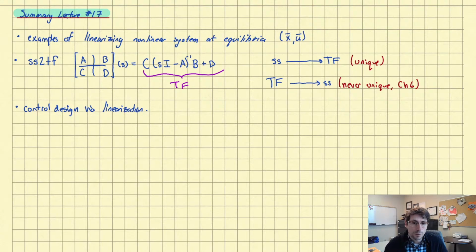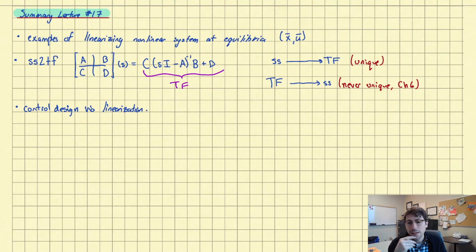Okay, so it's a formula. You plug in the matrices A, B, C, D into the formula and you do the calculation and you will get a transfer function. Okay, I will comment that when you go from state space to transfer function, it's always unique. You get a unique transfer function for a given state space model. If you go from a transfer function, so an input-output model, to a state space model, it's never unique. And we'll see this later on in chapter 6.